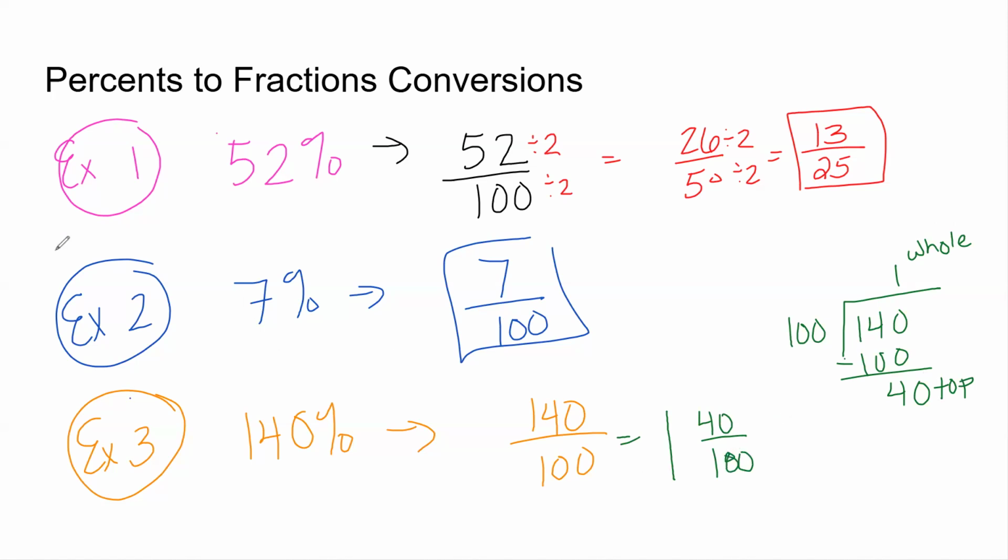But 40 out of 100, you could divide by 10. So that would be 1 4/10, but they're still even. So that would be 1 2/5. So that would be the mixed number. And before I erased, I had the improper. Don't worry, I'll do another one like that.